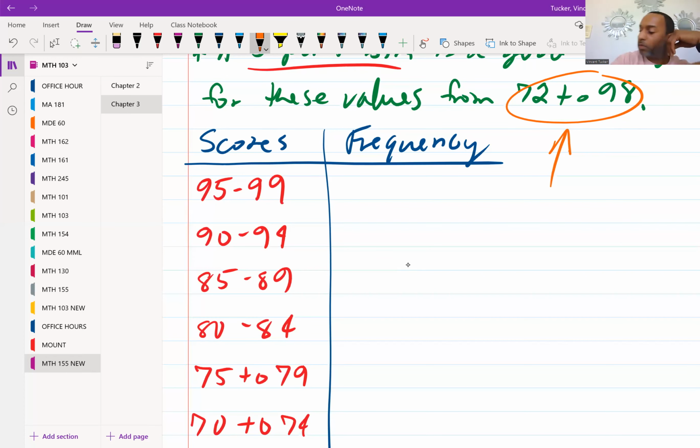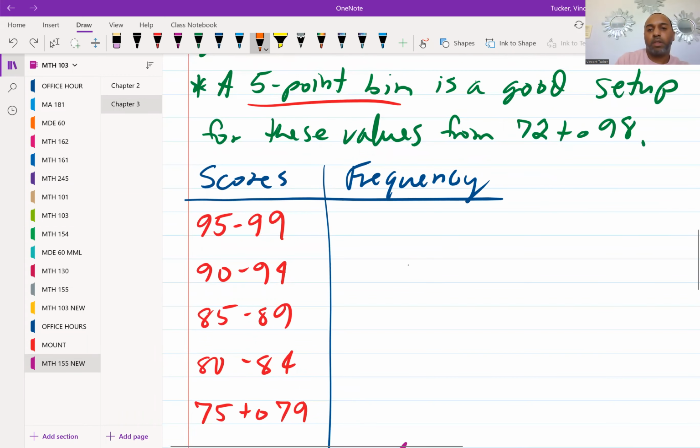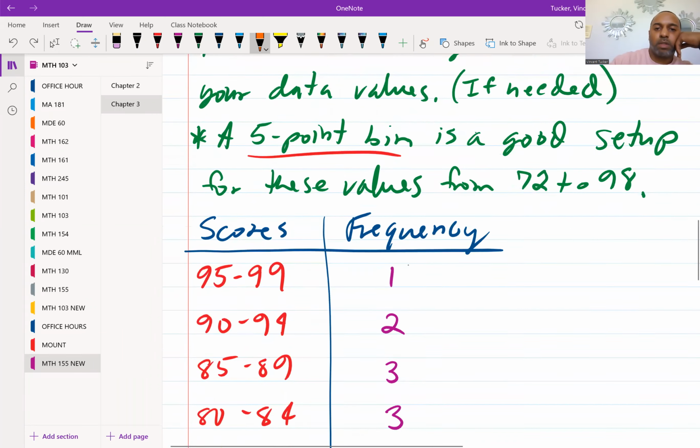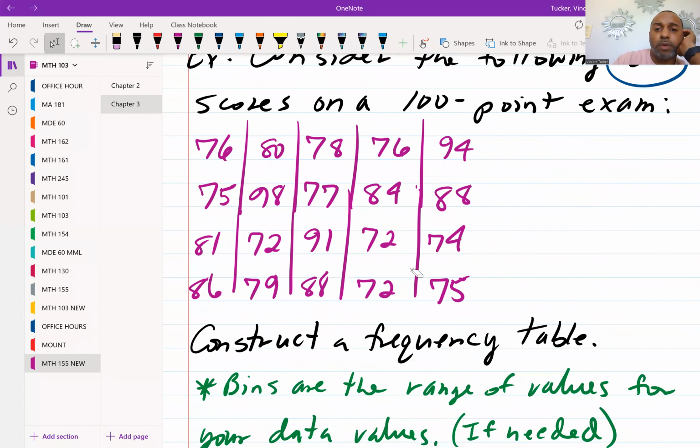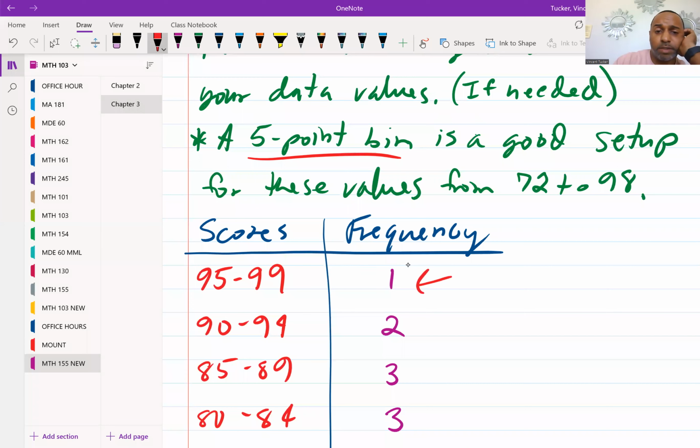All right. Then from there, we go back to our data values and see how many data values fit into each one of these categories. So that's your frequency. Looking at 95 to 99, there's only one value that fits there, and that's 98. So that's why there's a one here.